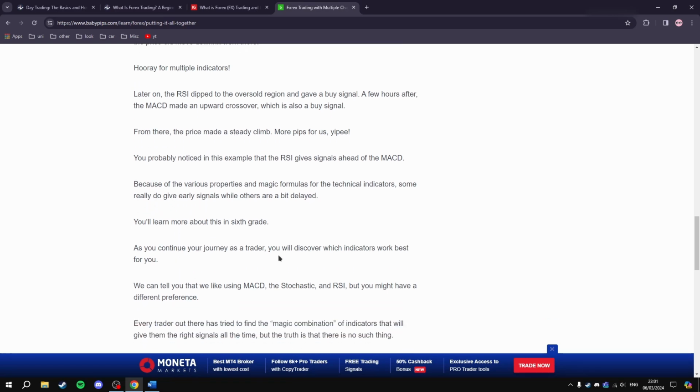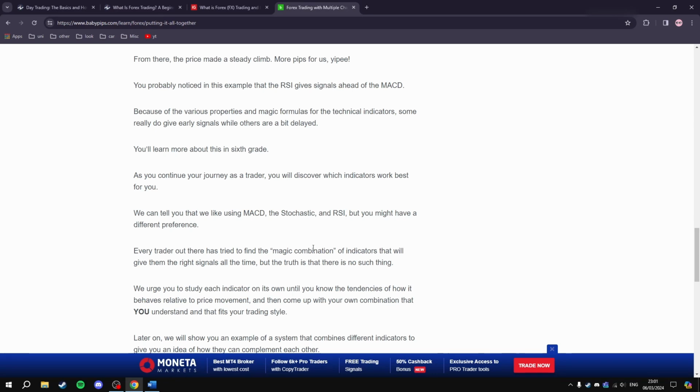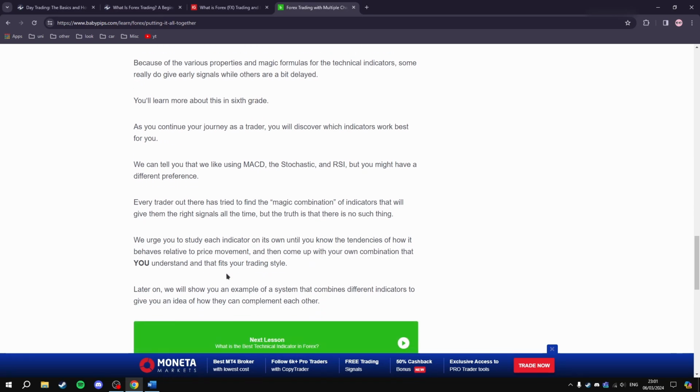As you continue your journey as a trader, you'll discover which indicators work best for you. We can tell you that we like using MACD, the stochastic, and RSI, but you might have a different preference. Every trader out there has tried to find the magic combination of indicators that will give them the right signals all the time, but the truth is that there's no such thing. We urge you to study each indicator on its own until you know the tendencies of how it behaves relative to price movements, and then come up with your own combination that you understand and that fits your trading style.